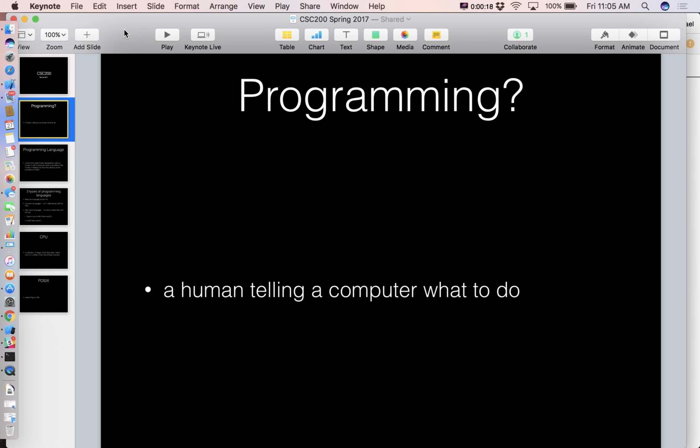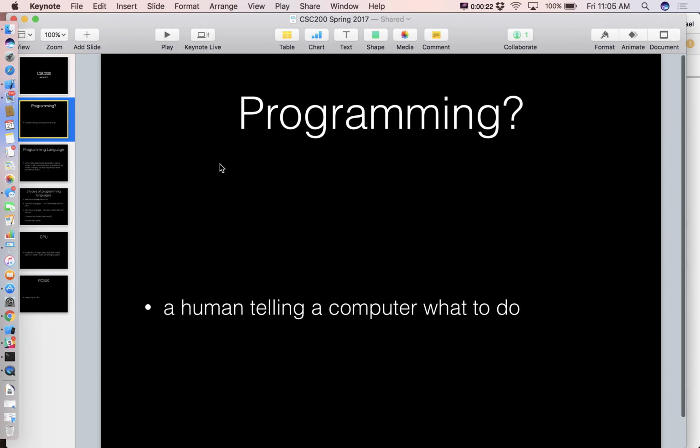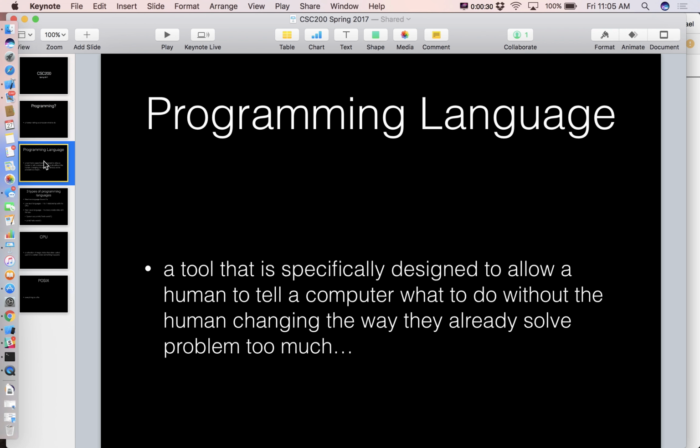So just a quick review, and then we'll dive back in. We talked about what programming is: a human telling a computer what to do. And we talked about programming languages, which are effectively a tool specifically designed to allow humans to tell a computer what to do without the human changing the way they already solve problems too much, right?